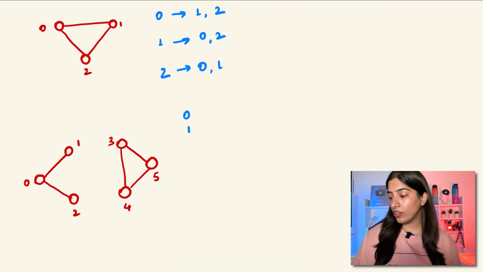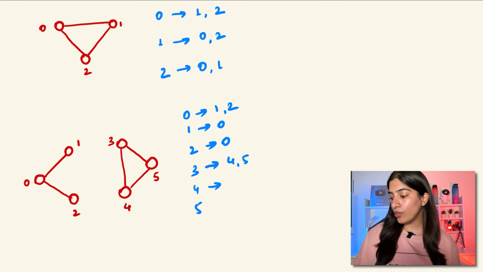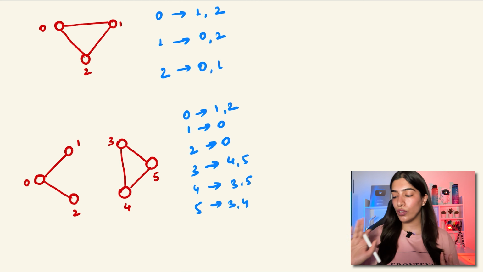Similarly, over here, we have to write all of the numbers 0, 1, 2, 3, 4, 5. So that is all the nodes that are there. For 0, who all are connected? 1 and 2. For 1, who all are connected? Only 0. For 2, who is connected? Only 0. For 3, who is connected? 4 and 5. For 4, who is connected? 3 and 5. For 5, who is connected? 3 and 4. So this is how our adjacency list is going to look.